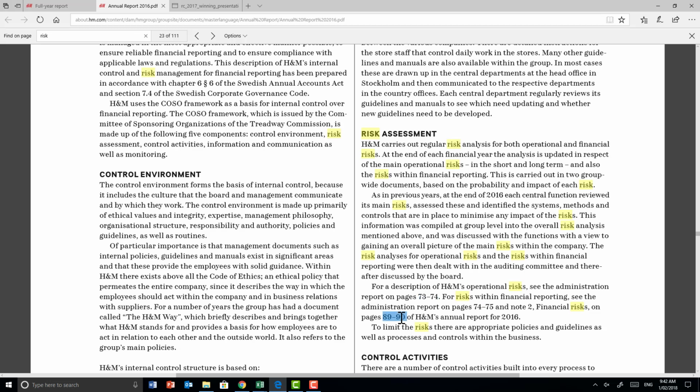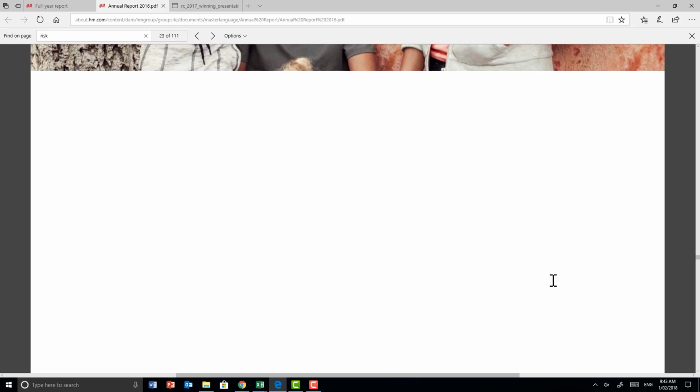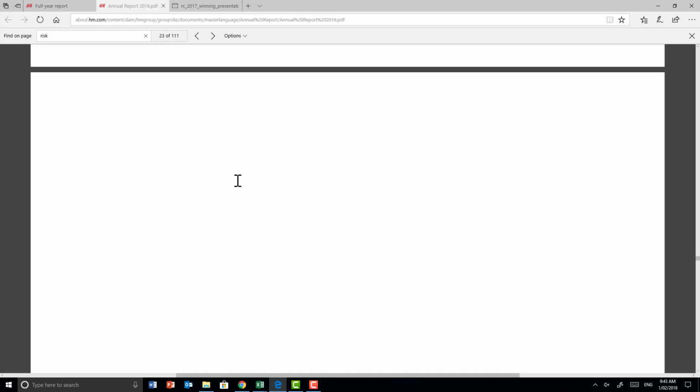So basically all these pages contain information about the risk exposure of H&M, and they divide it into operational and financial. If we look at the operational as an example, 73 to 74, I'm just going to scroll down to page 73, see if I can find it. Let's see, where are we now? It's loading a bit slowly, unfortunately. I'm not sure why.